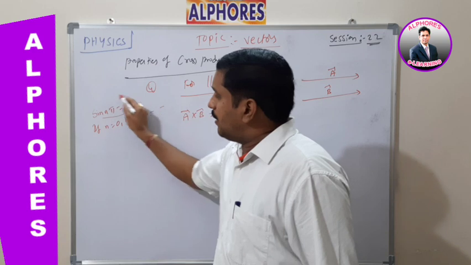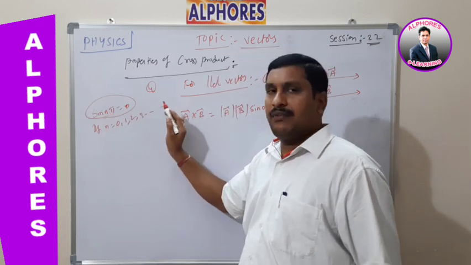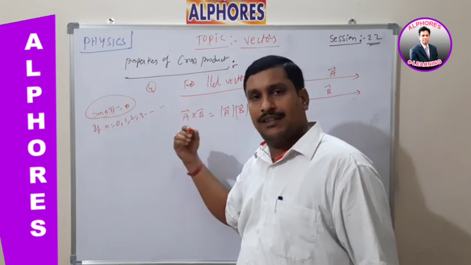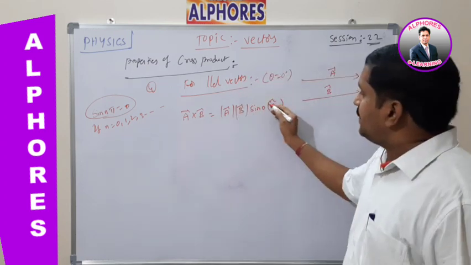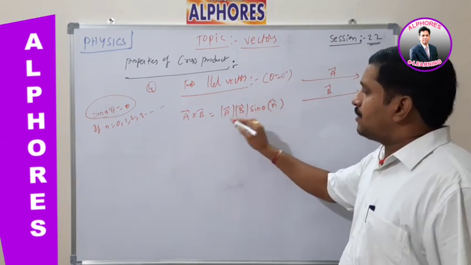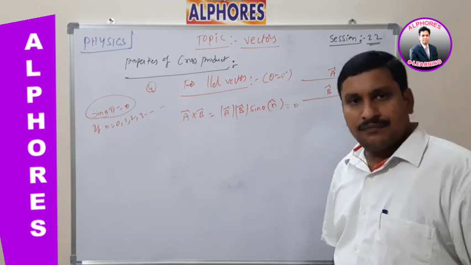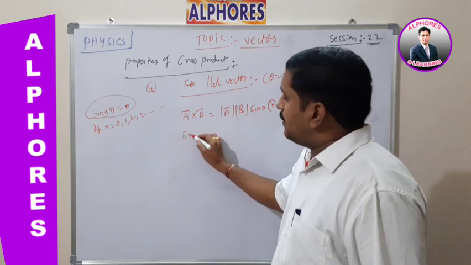That means this is an important relation: the sin function of integral multiples of pi is 0. Sin 0 is 0, sin 180 is 0, sin 360 is also 0. As per the relation, this sin 0 is 0, and 0 into something is always 0. So what is the example for this one? Yesterday I took this one.